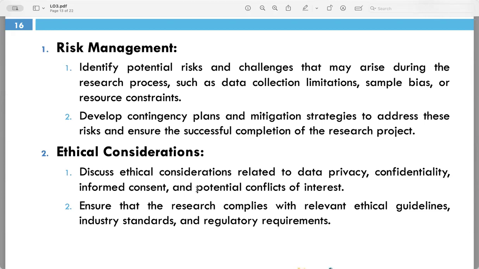Ethical considerations are important in market research to ensure data privacy, confidentiality, informed consent, and to address potential conflicts of interest. It is essential to discuss and adhere to relevant ethical guidelines, industry standards, and regulatory requirements throughout the research process. By upholding ethical standards, organizations demonstrate integrity and respect for participants' rights, enhancing trust and credibility in research findings.